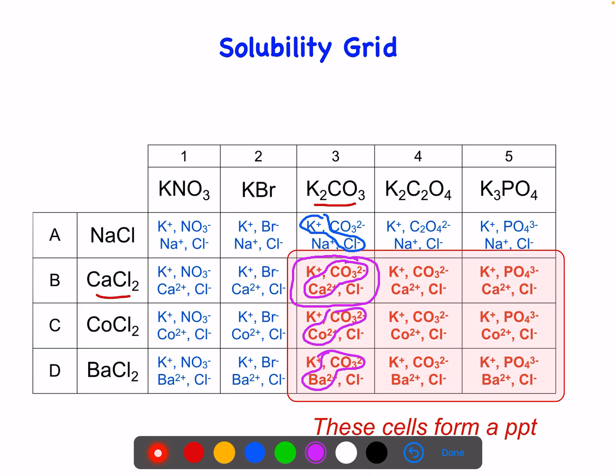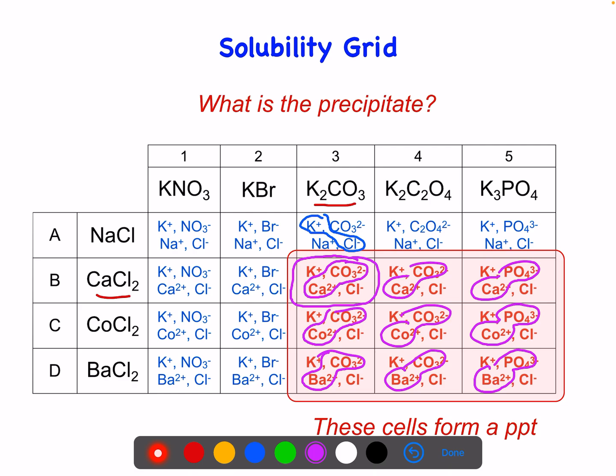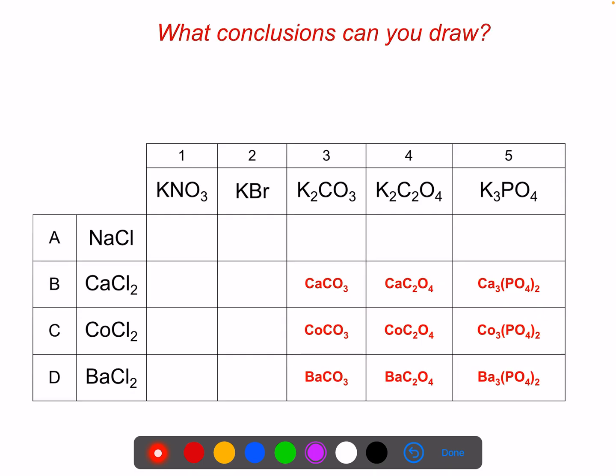So switch over to the last column, we can do the same thing. We again have potassium chloride, so it's got to be calcium phosphate. It's got to be cobalt phosphate. And it's got to be barium phosphate. Right? And we can start to do this for all of them and say, what is the precipitate? And when we write them all out, here they are.